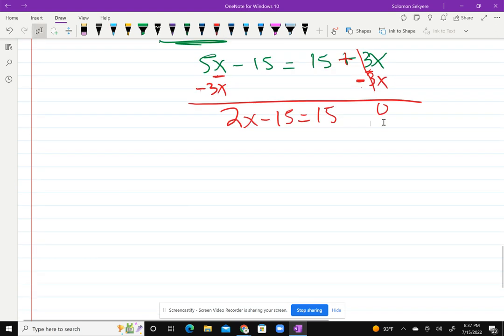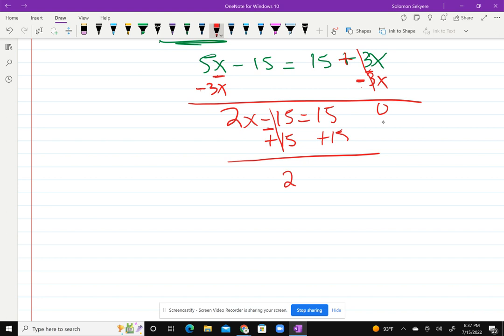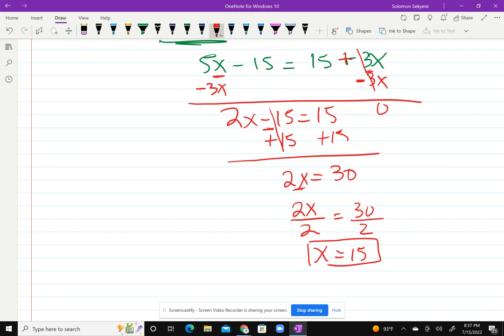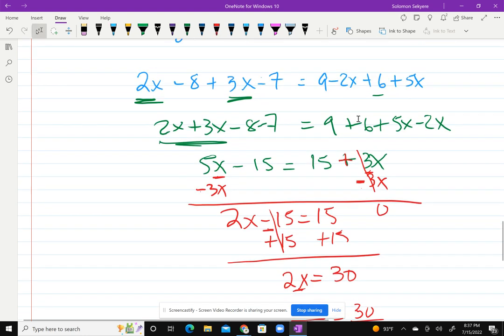Okay, so I want to have just my variable on the left side, and then my integers or rational numbers on the right side. So it's negative over here, so I add 15 to both sides. What do I have left here? I have 2x equals 30. How do I find my variable? I reverse multiplication by division. So x equals 15. All right, view this, pause the video, look over it.